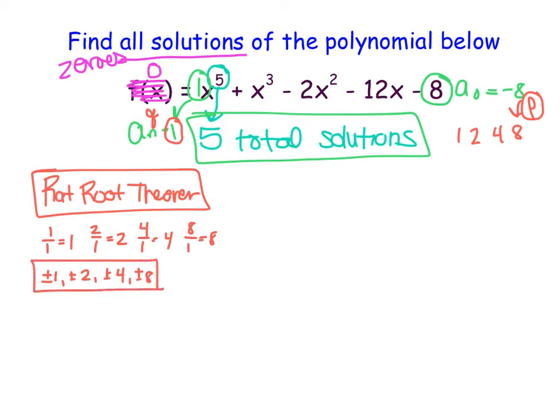So as I move forward to find all of the zeros for this particular polynomial function, I'm going to keep in mind that I have 5 total solutions, and I'm going to keep in mind that plus or minus 1, 2, 3, and 4 are all of my possible rational roots that can help me to get started.